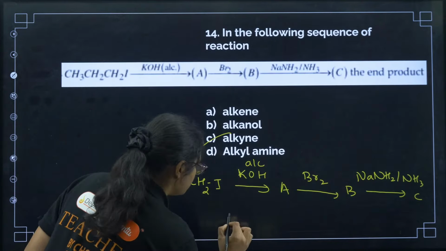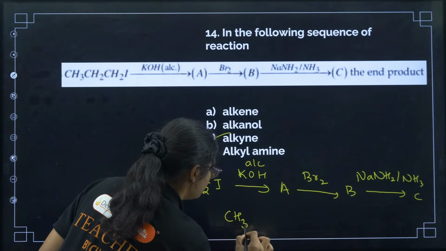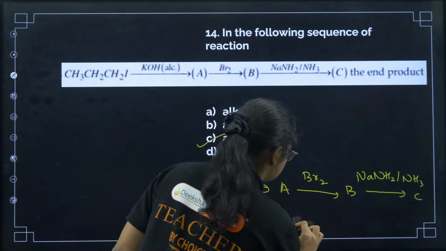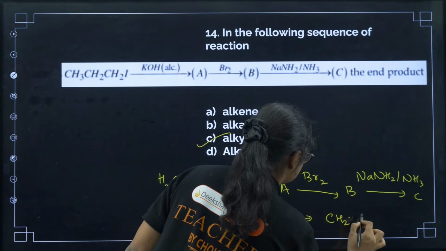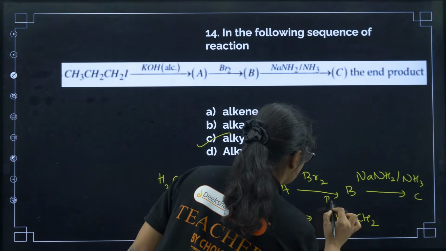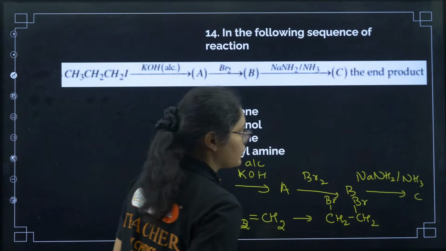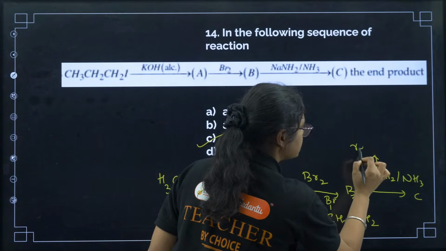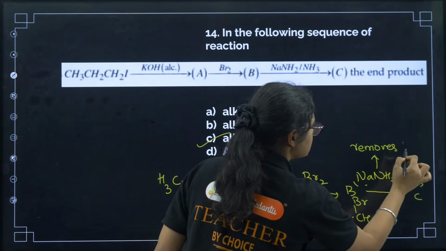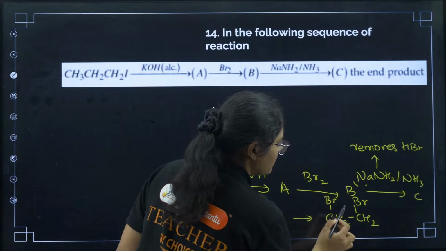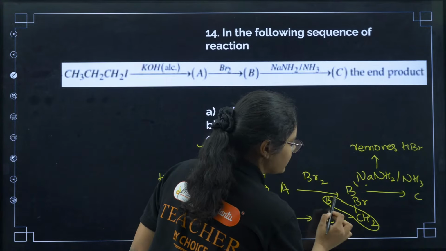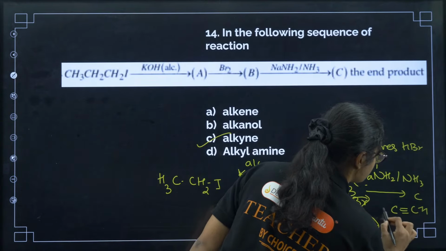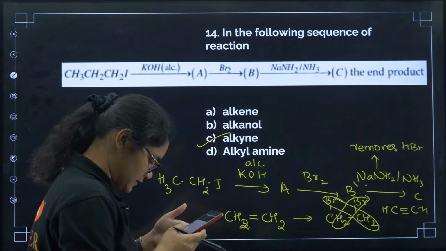When you do alcoholic KOH, you will get ethene. Next, if I do bromine, it is CH2Br, CH2Br. Then if you treat it with NaNH2, what does it do? It removes HBr. So what will happen? One HBr will be removed like this, another HBr will be removed, and you will get one alkyne as the product. Okay, the correct answer is alkyne here.